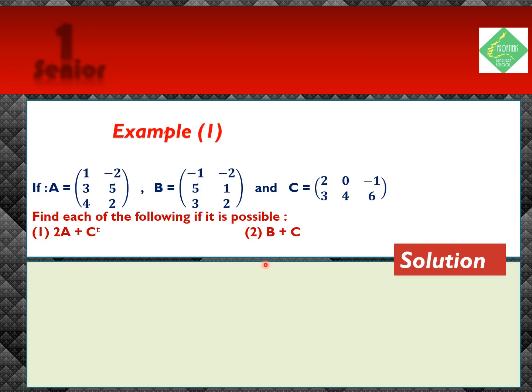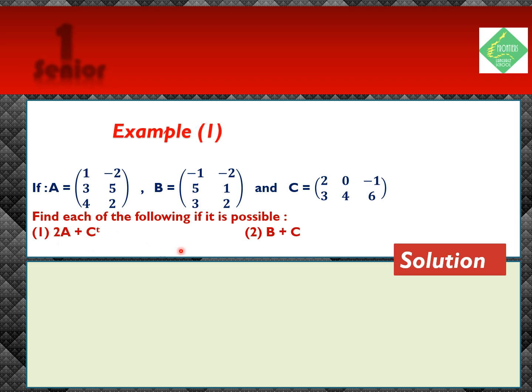Let's take the first example. If A is 1, negative 2, 3 in the first row and 5, 4, 2 in the second, and B is negative 1, negative 2, 5 and 1, 3, 2, and C is 2, 0, negative 1 and 3, 4, 6, find each of the following. Number 1: 2A plus C transpose.